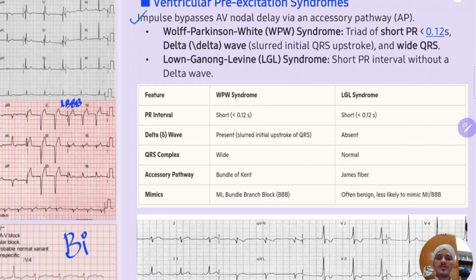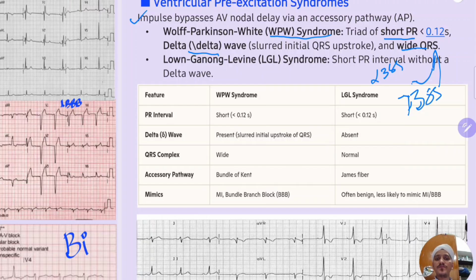This WPW syndrome is a triad. There will be a short PR interval, less than 3 small squares, and there will be a delta wave, upslurring of the QRS complex, and there will be a wide QRS complex, more than 3 small squares.